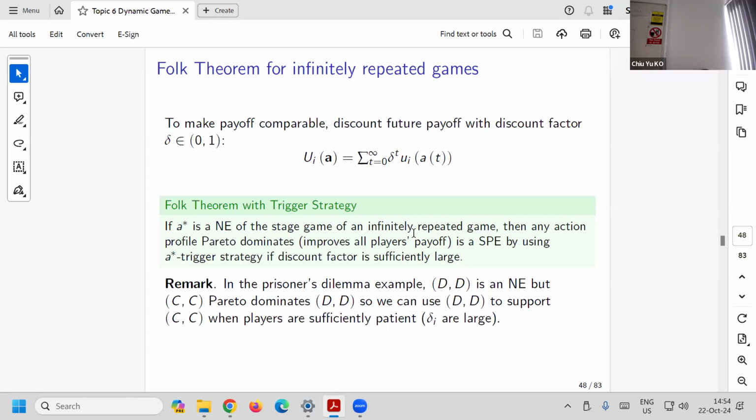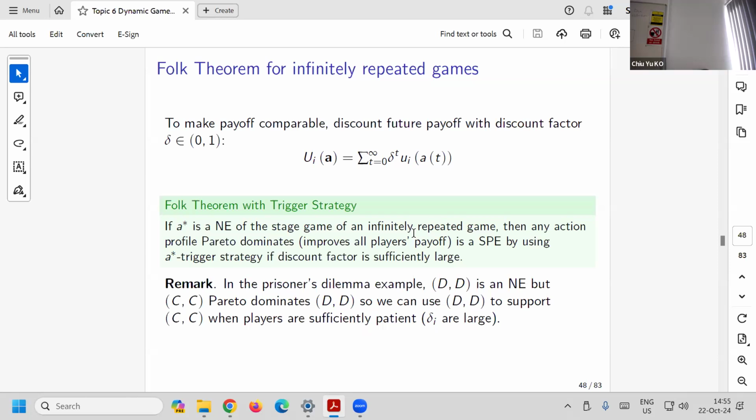So I will propose some outcome which is not Nash equilibrium. Any payoff you propose, that's fine. And then you say, okay, if this is not according to what we proposed, we go to DD forever. DD is the way to threaten people. And if people are patient enough, they think DD is worse, so they can sustain whatever you think. So that's called the folk theorem.